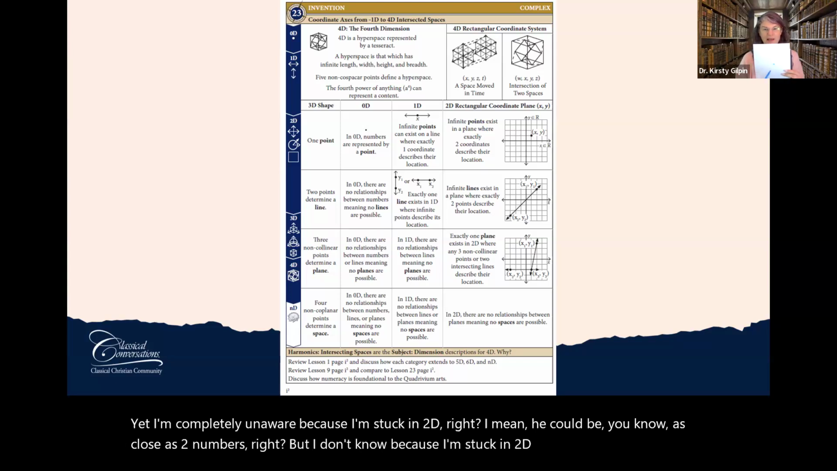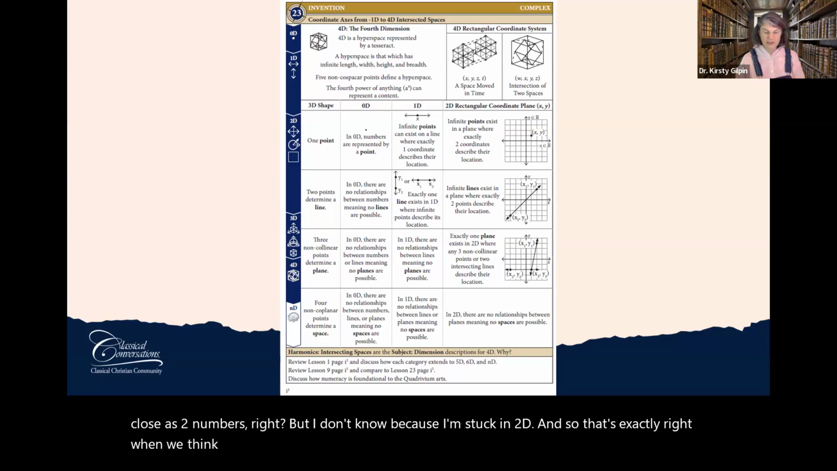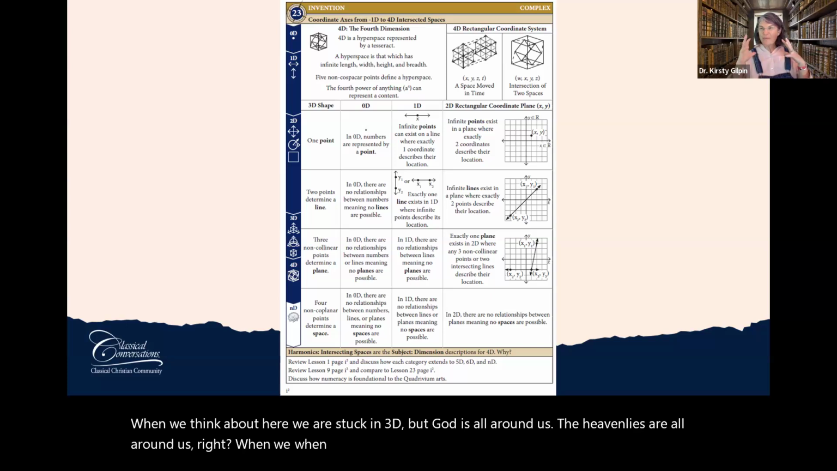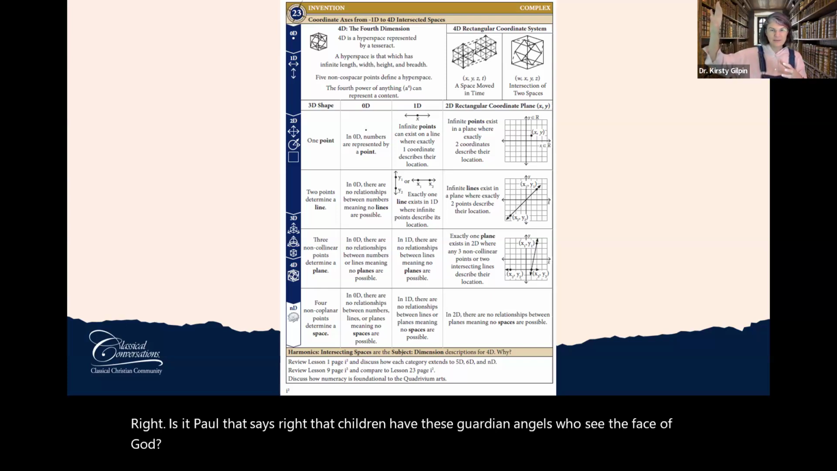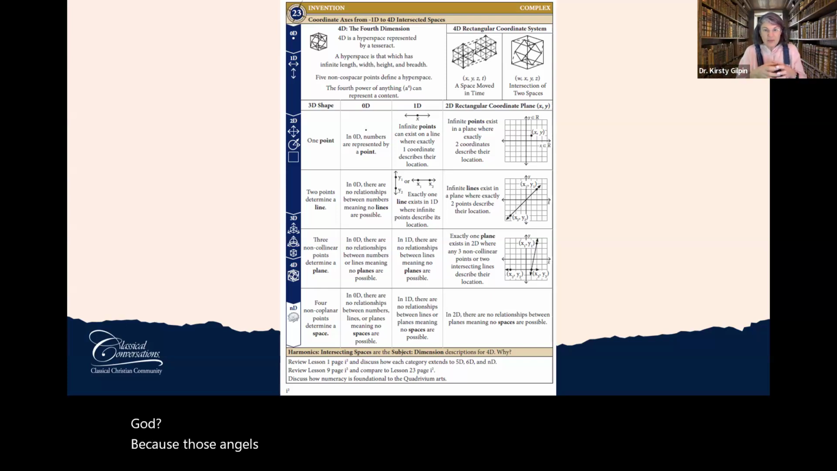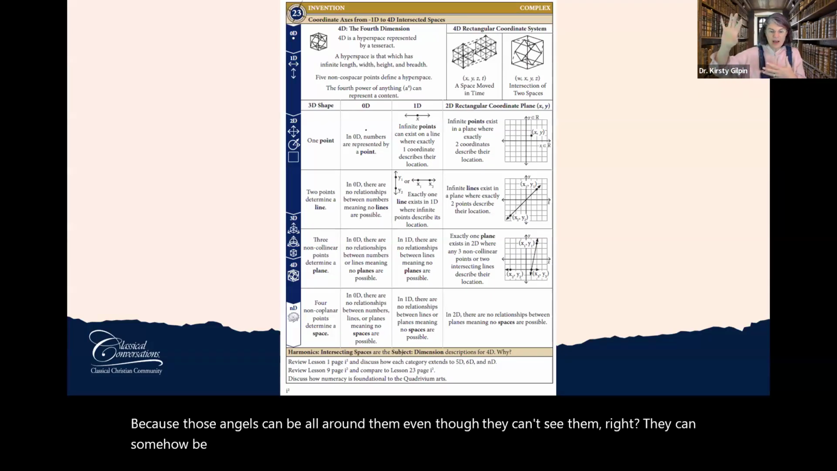And so that's exactly right. When we think about it, here we are stuck in 3D, but God is all around us. The heavenlies are all around us. When we hear, is it Paul that says, that children have guardian angels who see the face of God? Because those angels can be all around them, even though they can't see them. They can somehow be in this other dimension with God, even though we don't see them.